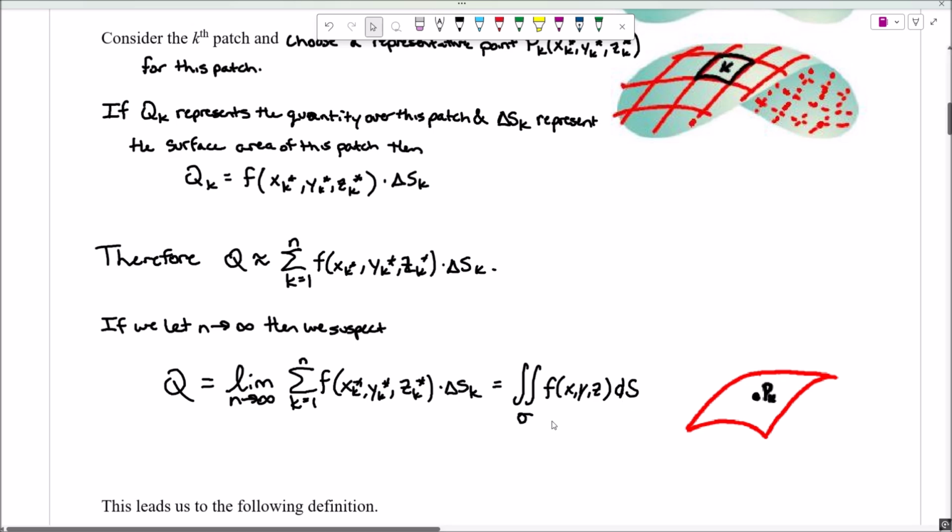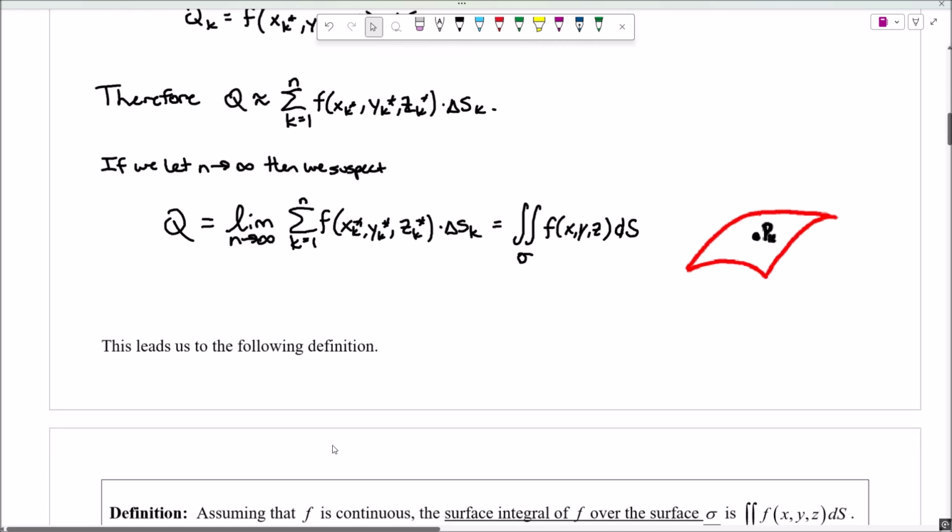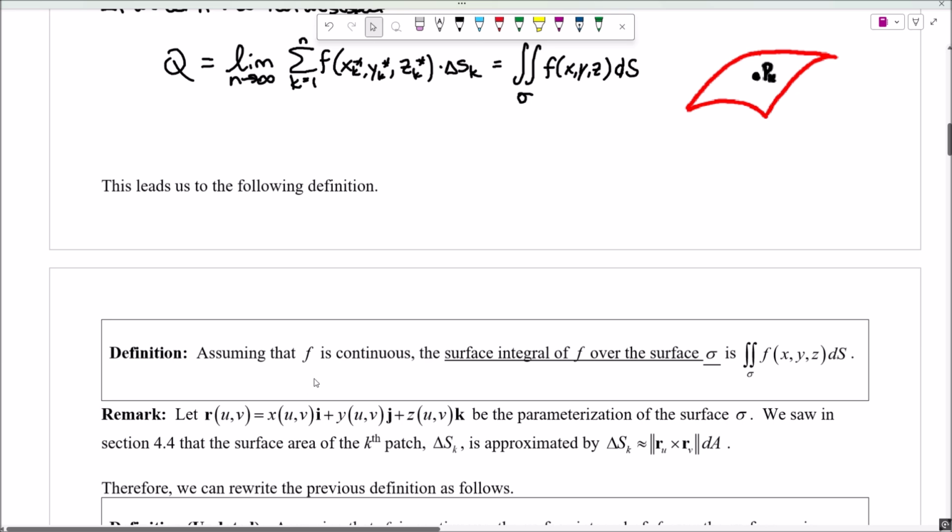Okay. So this idea leads us to the following definition. Assuming that f is a continuous function, the surface integral of f over the surface sigma would be given by this integral. And now, in a classic sort of way, this integral is very difficult to evaluate. We've noted that throughout this chapter, we set up lots of integrals that are difficult to compute. And so after we see the construction of an integral, we have to go on the hunt to figure out how we can evaluate it.